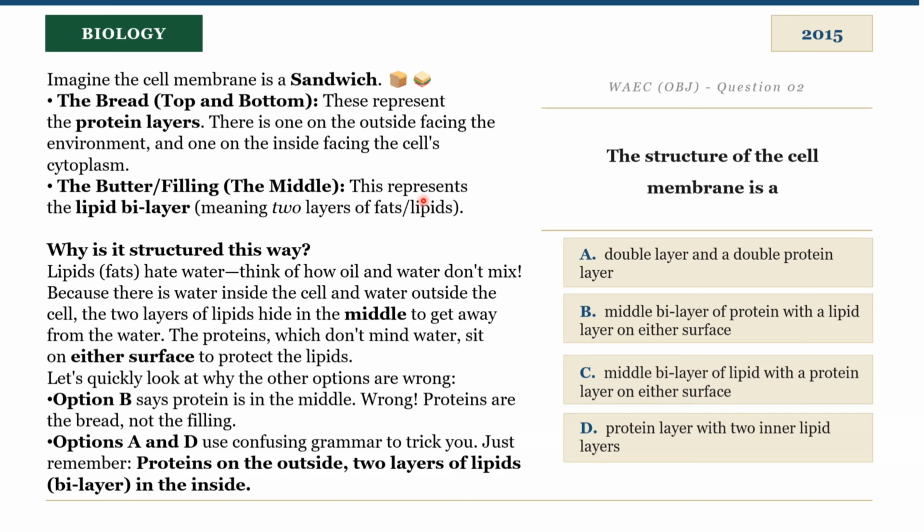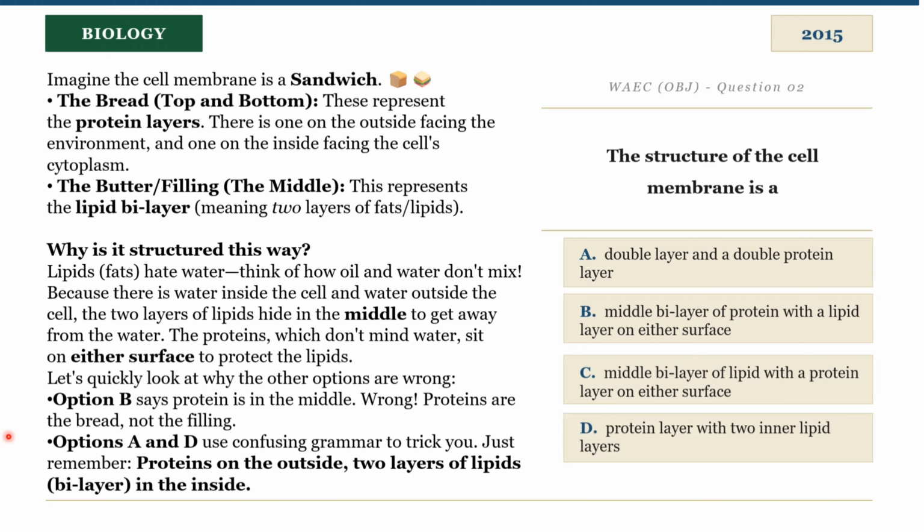Now option A says double layer and double protein layer. That is wrong. B, middle bilayer of protein and a lipid layer on either surface. So now, as we said, proteins are at the top and bottom, they are the bread. Using our example illustration, that wouldn't make it the answer.